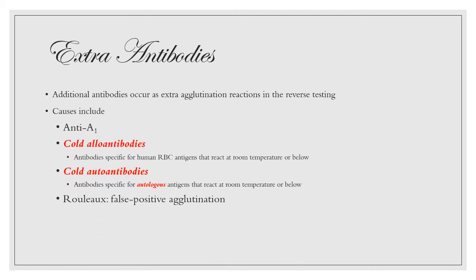Another thing is extra antibodies, which occur and cause problems in reverse testing. That's where we have anti-A1. The other thing can be cold alloantibodies. Anti-I is a cold autoantibody. And then Rouleau, which gives a false positive agglutination. Cold means it reacts at room temperature or below, normally 4 degrees Celsius. It shows up stronger.